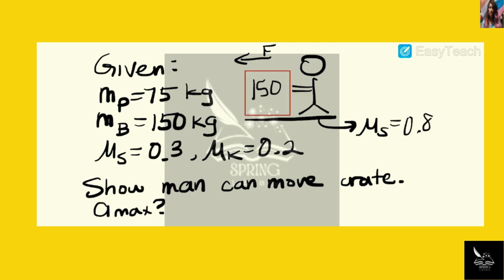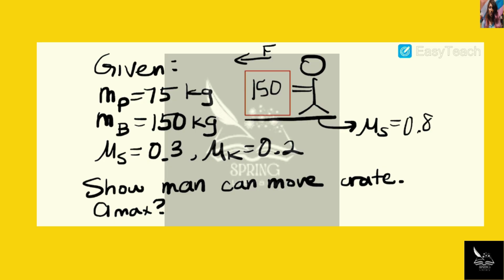What we're going to be looking at is an application of Newton's second law, and we're going to be looking at the concept of friction. So what we have is a man who is moving a box. We know the mass of the man is 75 kilograms and the mass of the box is 150 kilograms. We know the static and kinetic frictions between the box and the surface to be 0.3 and 0.2 respectively, and we know the coefficient of static friction between the man's shoes and the ground is 0.8. What we're asked to solve for is to show that the man can move the crate and also the maximum acceleration the man can give the crate.